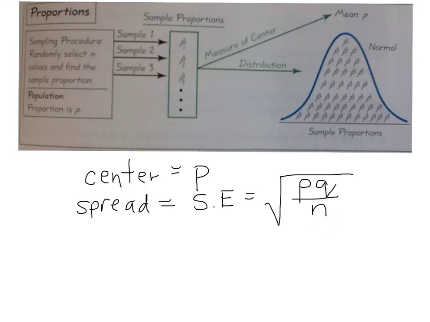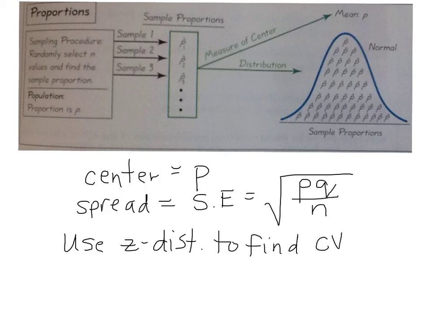And so anytime you're working with a proportion and you have all those previous requirements in place, you will always use the z distribution to find what we call critical values. Critical values. So that's what's going to be on most of your homework for sample proportions.